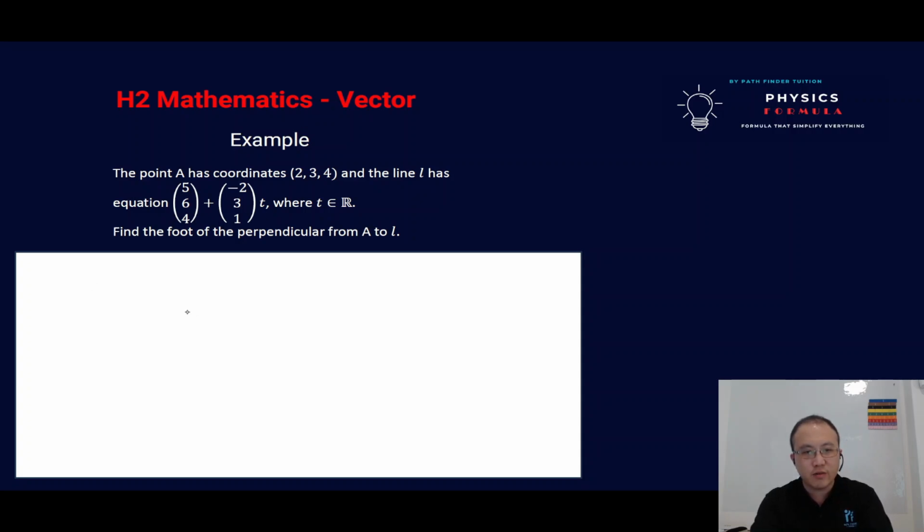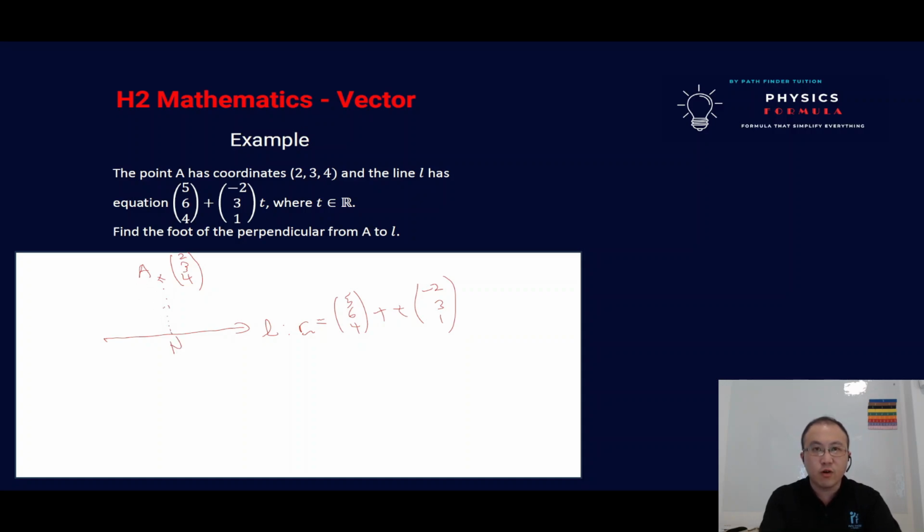Imagine that we have a line L, and you have a point A over here. Point A has a coordinate of 2, 3, 4, and line L has an equation of (5, 6, 4) plus t times (-2, 3, 1). If the question wants me to find the foot of perpendicular, I draw a dotted line, and we use N again. This is A, this is N, the foot of perpendicular of A to L. So how do we do this?